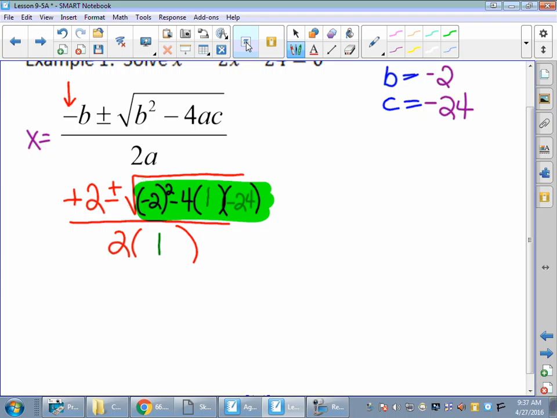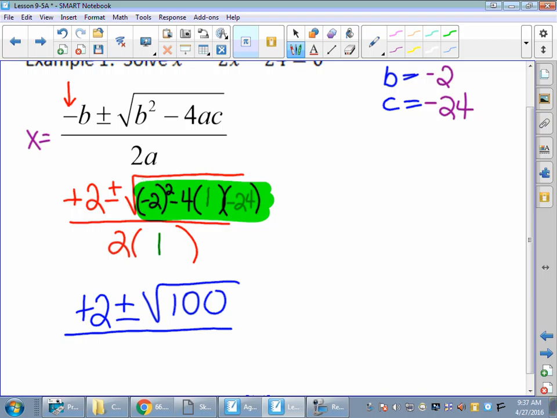You could type that straight across into your calculator, the part I highlighted. Do not put the square root sign. So when you do -2 squared minus 4 times 1 times -24, I got 100 underneath that square root sign. It's still +2 plus or minus, and that's all over 2 times 1, or 2.